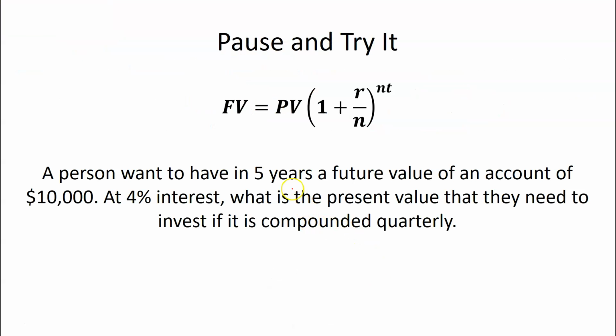I'd like you guys to pause and try this on your own. They want to have 5 years in the future a value of an account of $10,000 at 4% interest. What's the amount of money that they need to plug in right now? What's the present value if it's compounded quarterly? So pause this, give it a try.